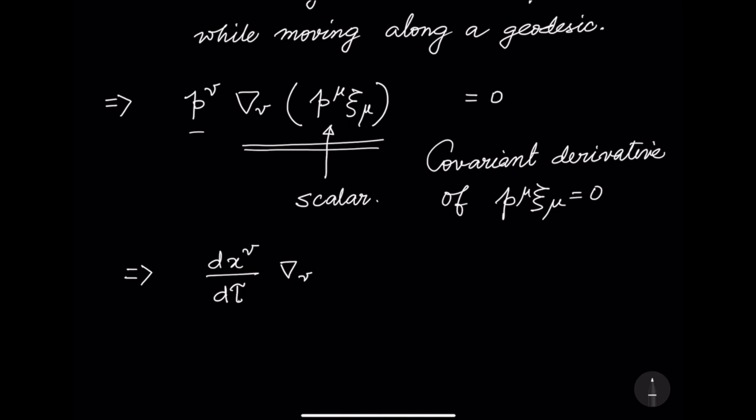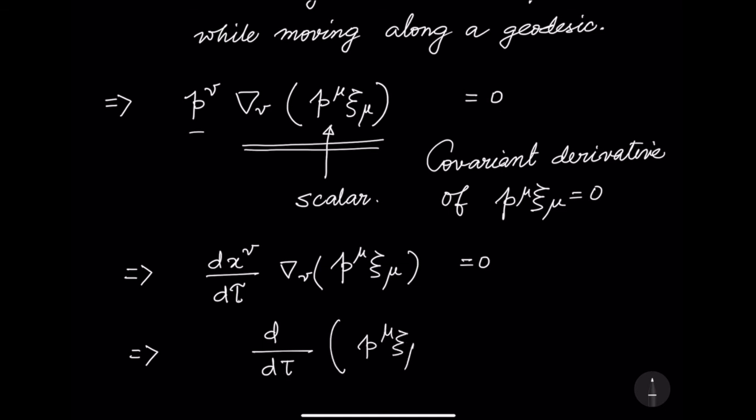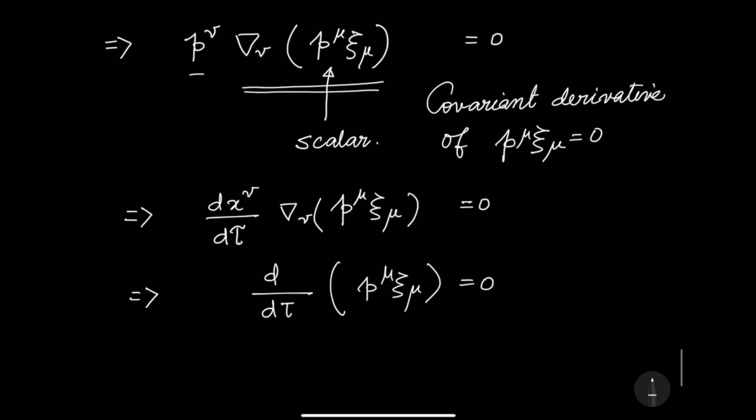I really don't want to write p. Okay, let's write this as p. So I am taking 1. This is nothing but saying that d tau of this scalar is 0, which is, first of all, a coordinate independent statement.